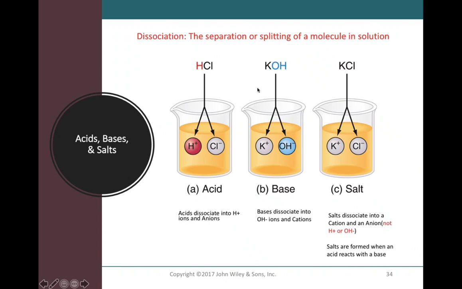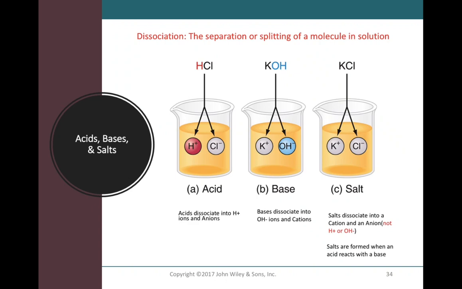This example here is potassium hydroxide. K is the symbol for potassium. So potassium hydroxide will dissociate into a potassium ion and a hydroxide ion in solution. Salts, on the other hand, are going to dissociate into any type of cation and anion. Our example of a salt is going to be table salt.